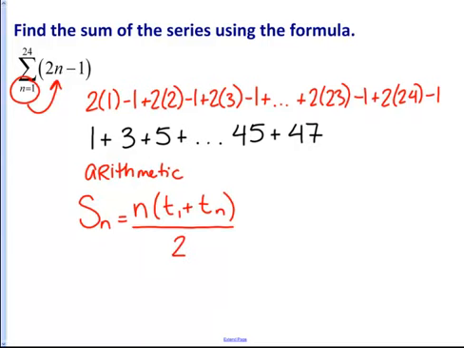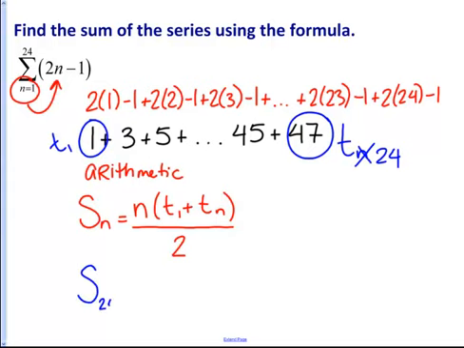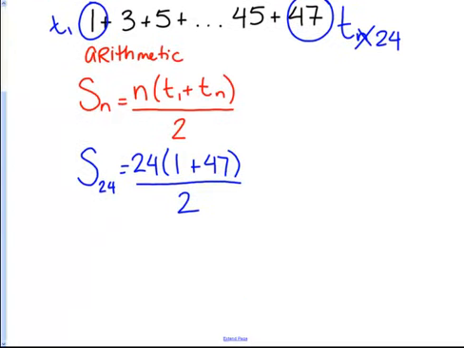We started by plugging in a 1, so t sub 1 is 1. And then we plugged in numbers all the way up to 24, which means 47 must be the 24th term of this series. So we know that's t sub 24, which means we're finding the sum of the first 24 terms. So n must be 24. S sub 24 is equal to 24, the number of terms, times the first term plus the last term, all divided by 2. And now it's just a matter of simplifying and using your calculator.